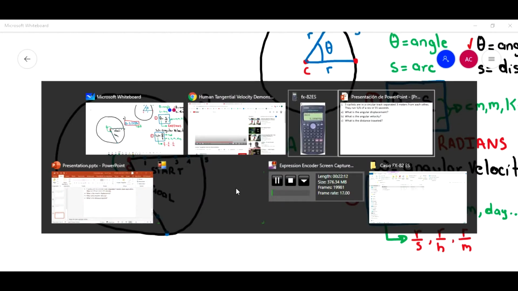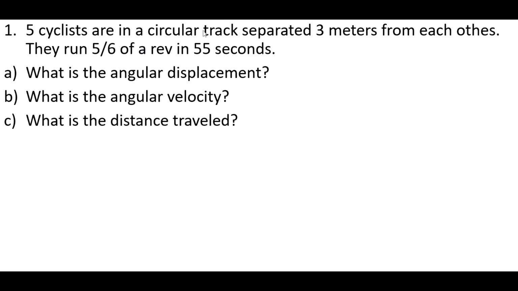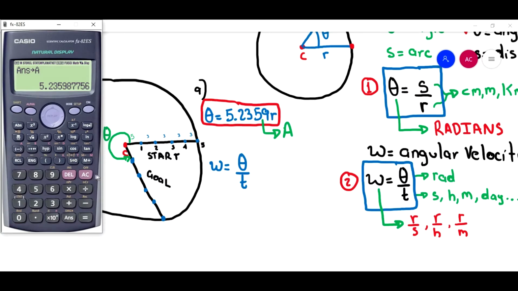Now letter B, what is the angular velocity? The formula for angular velocity is angular velocity equals the angular displacement over time. The time, I already have, is 55 seconds. So I'm just going to divide the value that I just found, the angular displacement, over 55. So fraction A over 55, and that is the angular velocity. It tells how many radians these persons travel in 1 second.